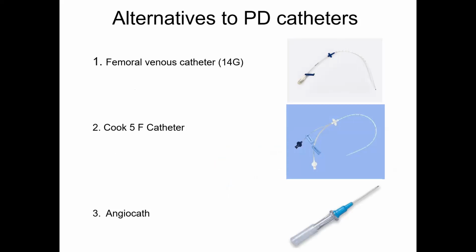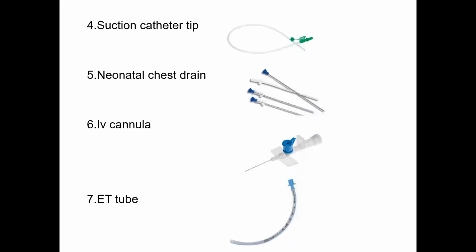Now, as in many centers PD catheters are not available, so we have to use indigenous catheters. These are examples of catheters which we can use as PD catheters. First is a femoral venous catheter of 14 gauge size. Second image is of Cook 5 French, which is an angiographic catheter. This can also be used as a PD catheter. Third is an angiocath. Fourth, a suction catheter tip. Fifth, a neonatal chest drain. Sixth, an IV cannula we are using as a PD catheter. And seventh is an ET tube, which can also be used as an indigenous PD catheter.